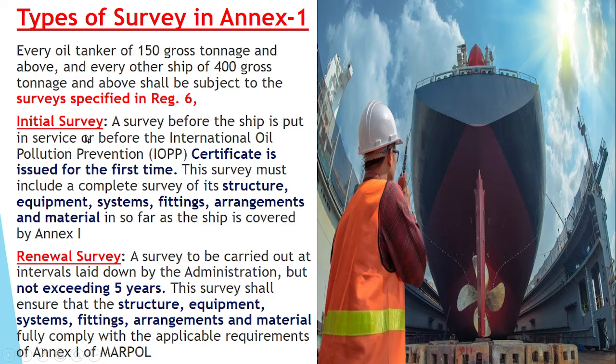So what is the initial survey? As you can see here, when a ship is newly constructed, it needs to make sure that all the equipment of the ship is certified by the surveyor. In order to obtain the certifications from the surveyor, they have to carry out an initial survey. So in initial survey, the certificate is issued for the first time. In this survey, the complete survey of structure, equipment, system, fitting, arrangement and material is done. And this is covered in Annex 1.